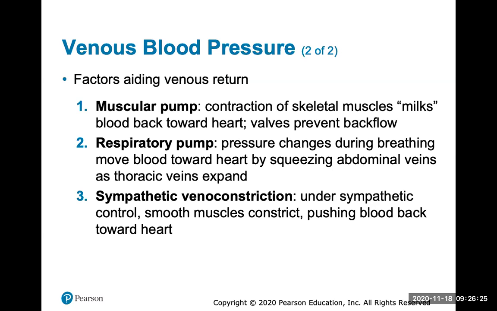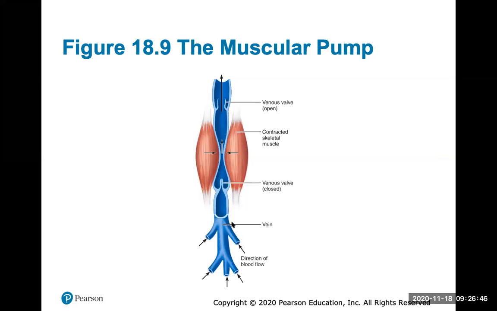The respiratory pump, pressure changes during breathing, will also move blood towards the heart by squeezing your abdominal veins as the thoracic veins expand. And sympathetic vasoconstriction will be under sympathetic control. Smooth muscles will constrict, which will also push blood back toward the heart. So this is a look at the muscular pump contracting, squeezing or pushing the blood up the veins, and the valves opening and closing to keep the blood from flowing backward. This also helps blood flow back to the heart.